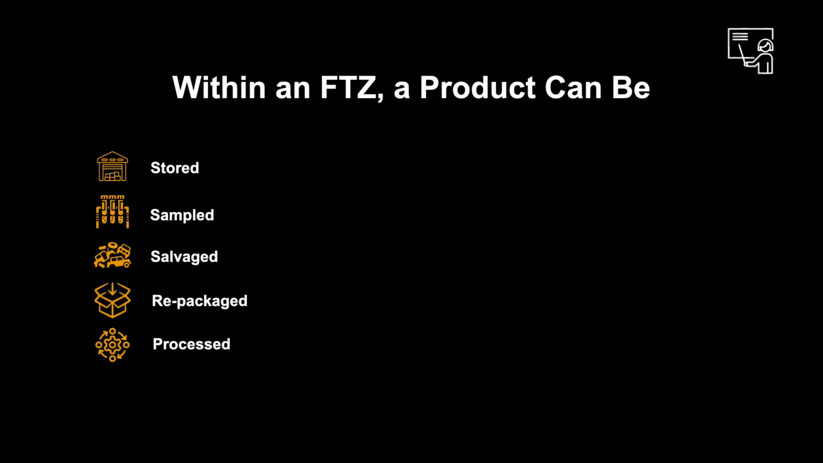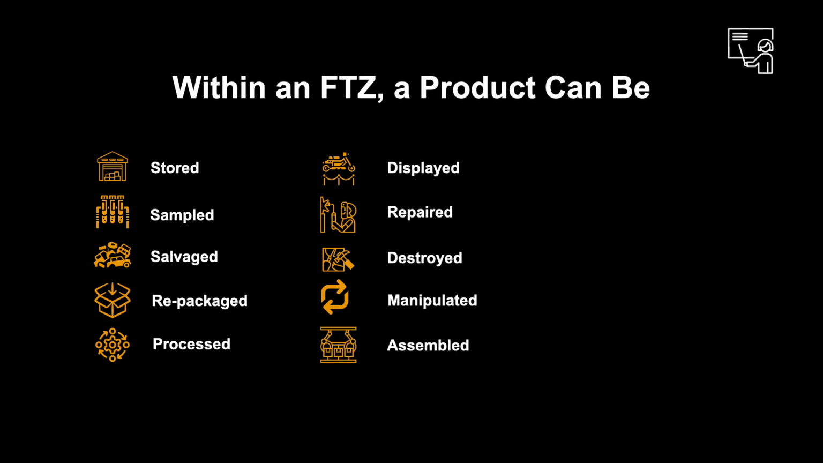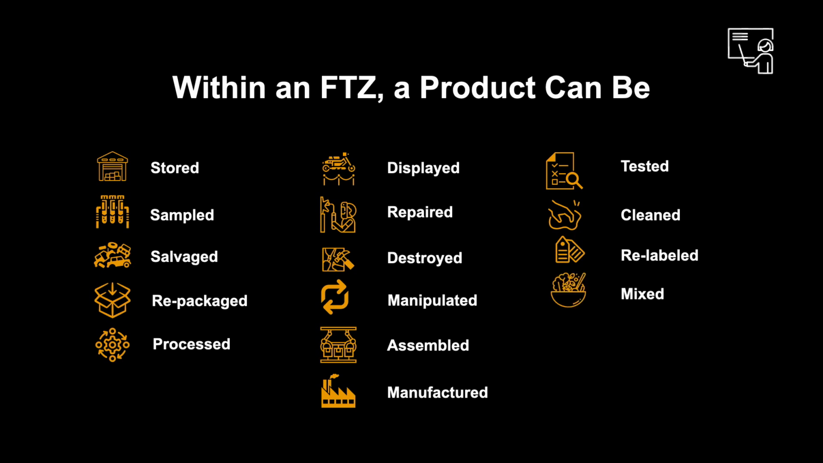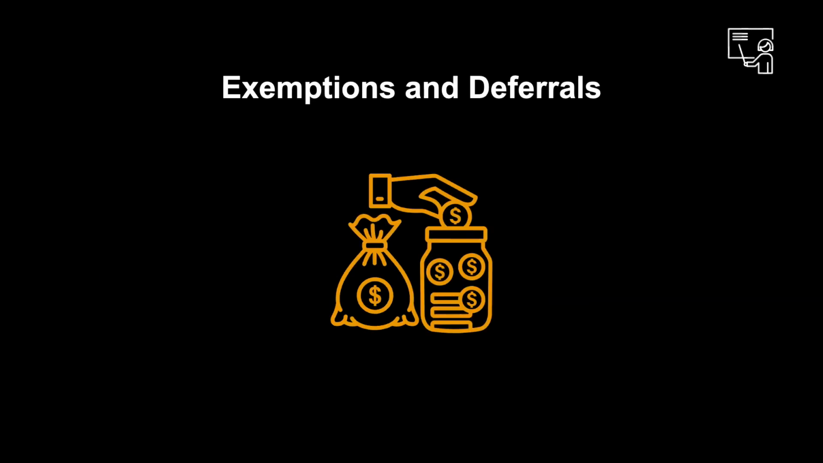Speaking about flexibility. In a customs warehouse, activities can be pretty restricted. In an FTZ, on the other hand, a product can be stored, sampled, salvaged, repackaged, processed, displayed, repaired, destroyed, manipulated, assembled, manufactured, tested, cleaned, relabeled, mixed and kitted. In addition to the increased flexibility, an FTZ also represents exciting opportunities for duty exemptions and deferrals.